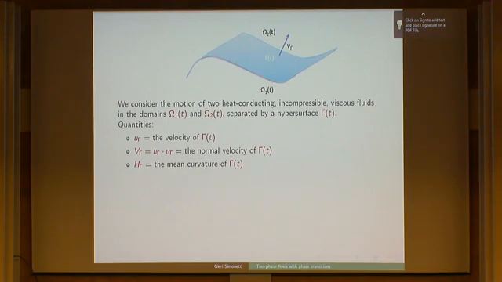I'm lost. U gamma is the velocity of gamma t. Yeah. In the normal direction? No, it's the velocity of a particle of gamma t. Okay, yes. It's particle velocity, and then you project on the normal. Yes.